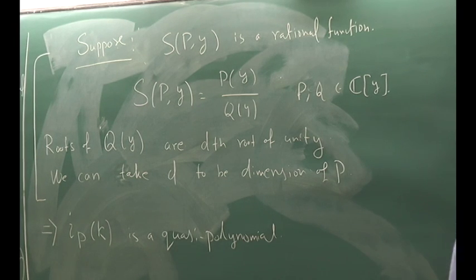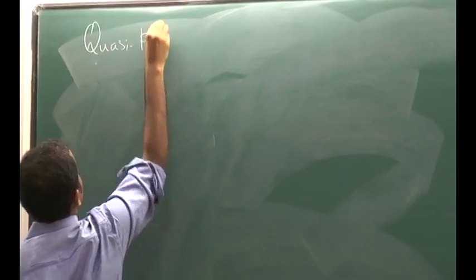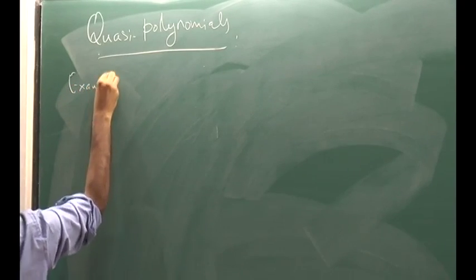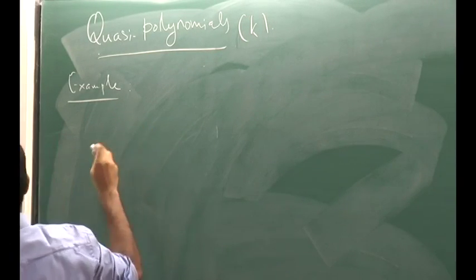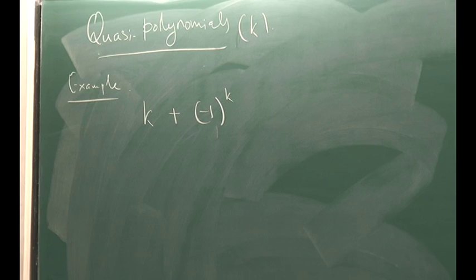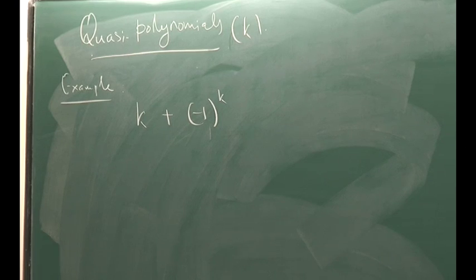So here let's define quasi polynomials. I'll give some examples. The variable I'm taking for the quasi polynomials is k, and for example, take (-1)^k. This is a quasi polynomial. It's a polynomial when I take k equal to 2n or k equal to 2n plus 1. So when n varies, this is a polynomial.